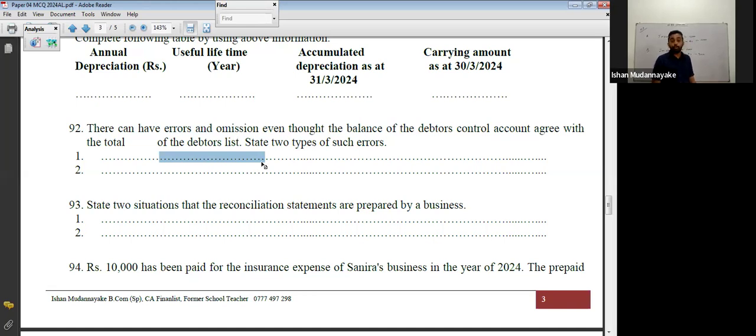Another one, recording an incorrect value in the sales journal, or recording an incorrect value in the sales return journal, sorry, the return inward journal. So in those situations, although the debtor control account balance equals the debtor list balance, errors can be seen in the control account and debtor list balance.